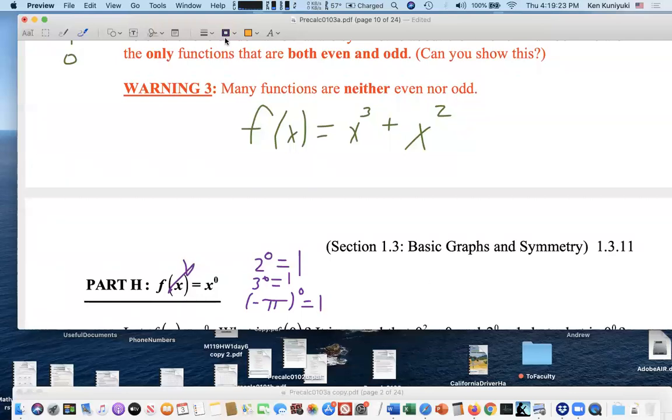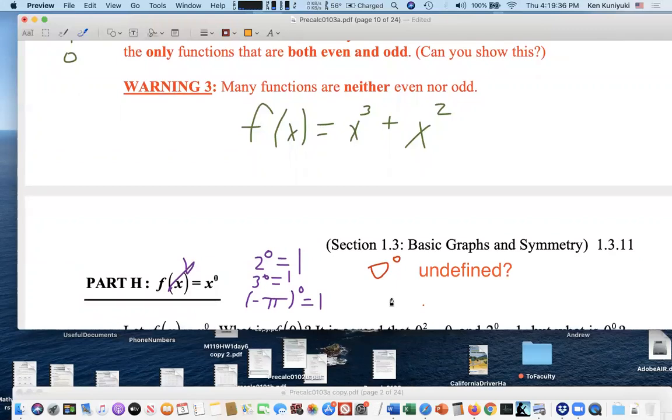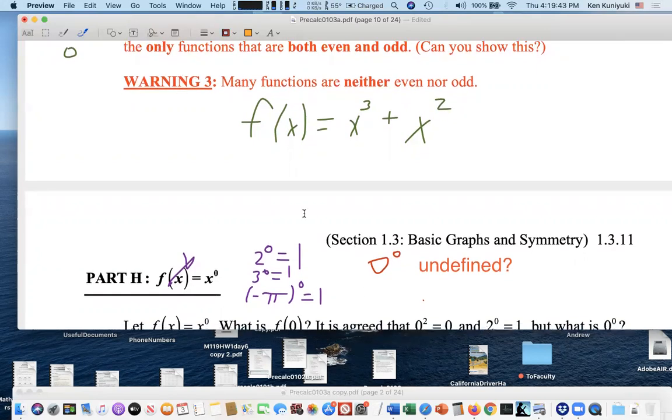However, 0 to the 0 is kind of weird. Some books say that 0 to the 0 is undefined. In calculus, you talk about the 0 to the 0 indeterminate limit form, where the base and the exponent approach 0. But now, 0 to the 0 is sometimes defined as 1, especially if you're dealing with polynomial theory.